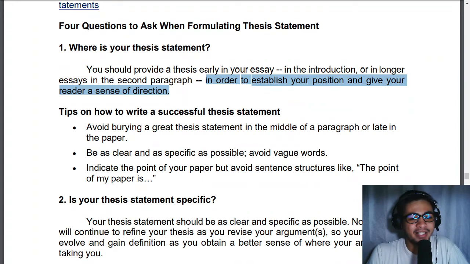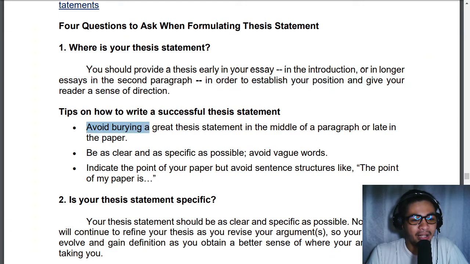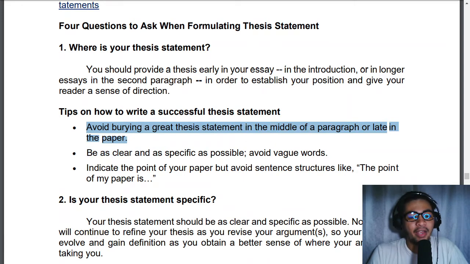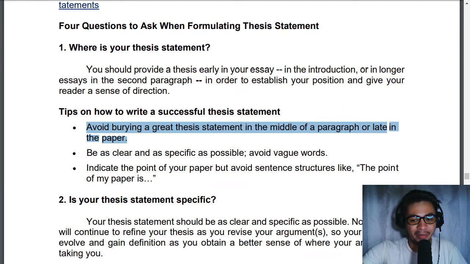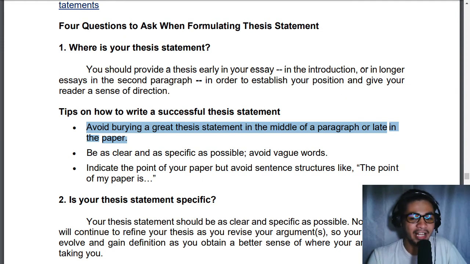Tips on how to write a successful thesis statement. Number 1, avoid burying a great thesis statement in the middle of a paragraph or late in the paper. Do not bury it. If you hide the tour guide and the tourist goes first, you have lost your tourists, so you are fired right away.